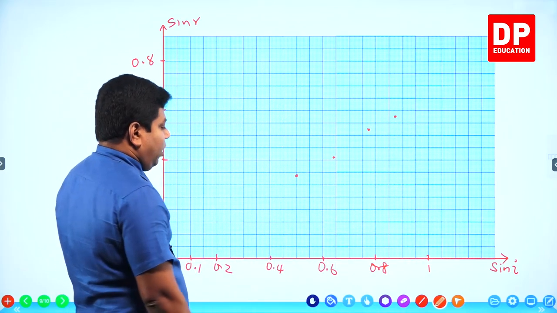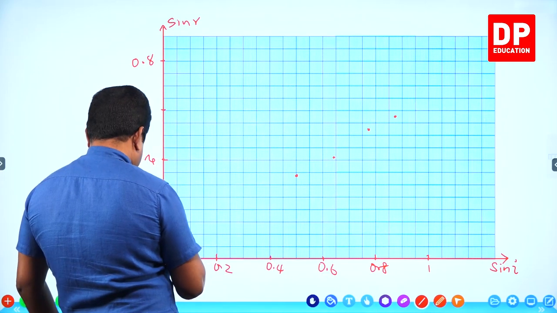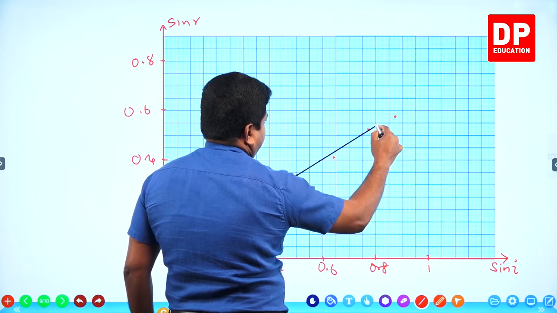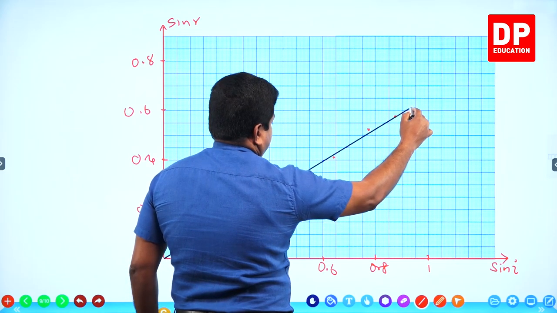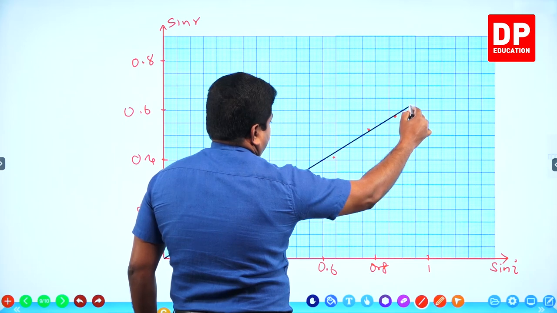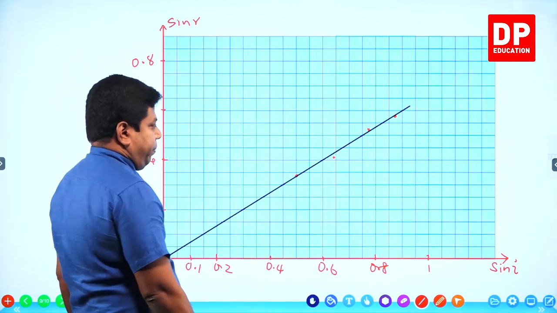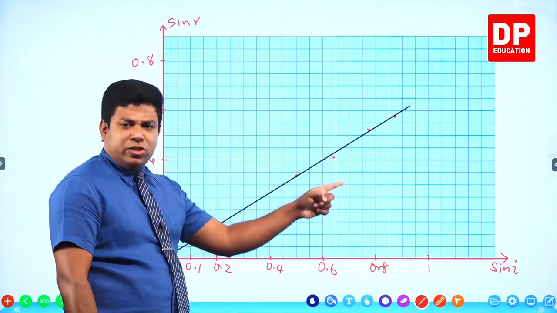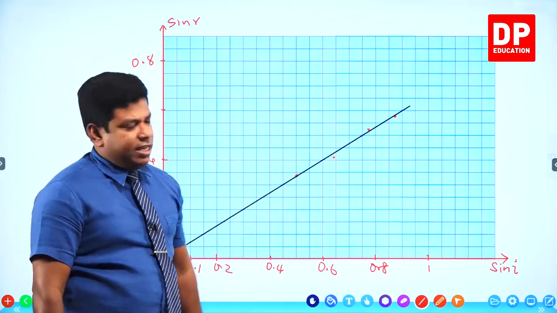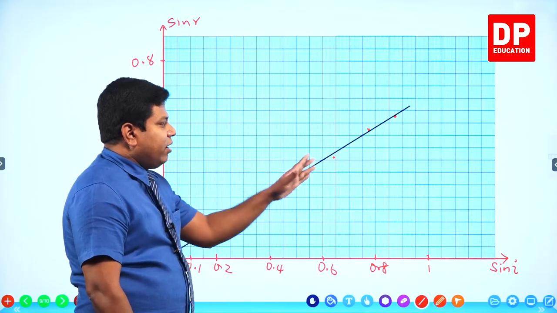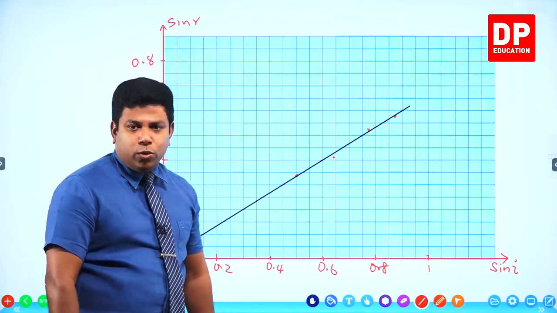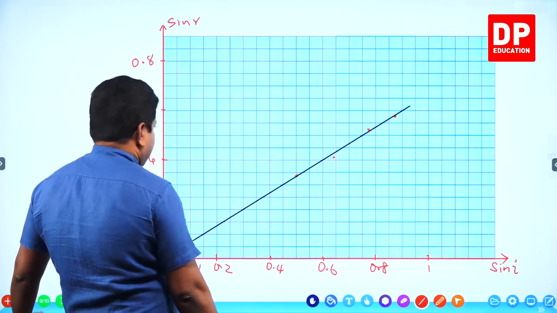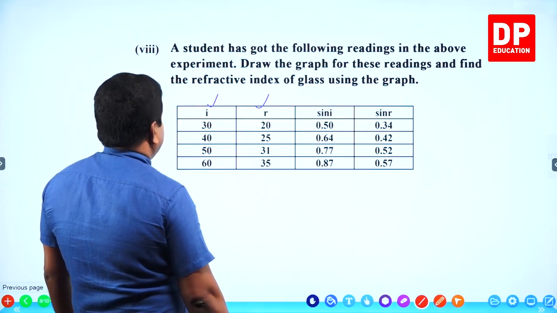Let me draw the straight line now. See, a graph like this would be appropriate. Right, it has to be a straight line from origin. A little bit of deviations is okay, because in any experiment we get deviations, that's fine. You don't curve the graph to go through all the points, you don't do that. Draw the line of best fit you can draw. Also, they're asking, using this, find the refractive index.